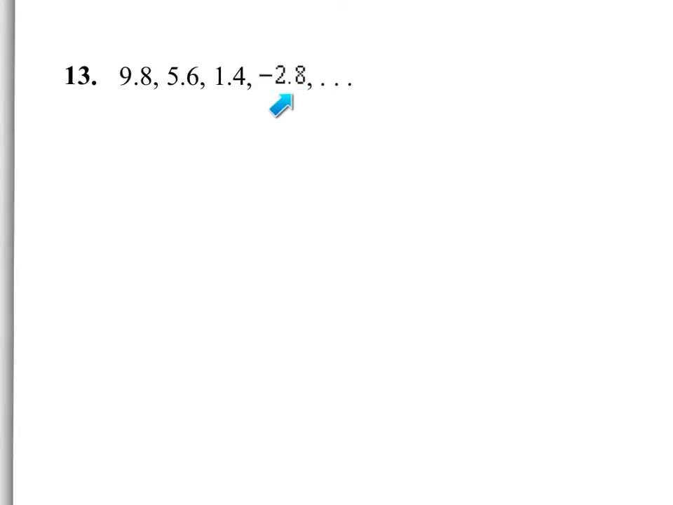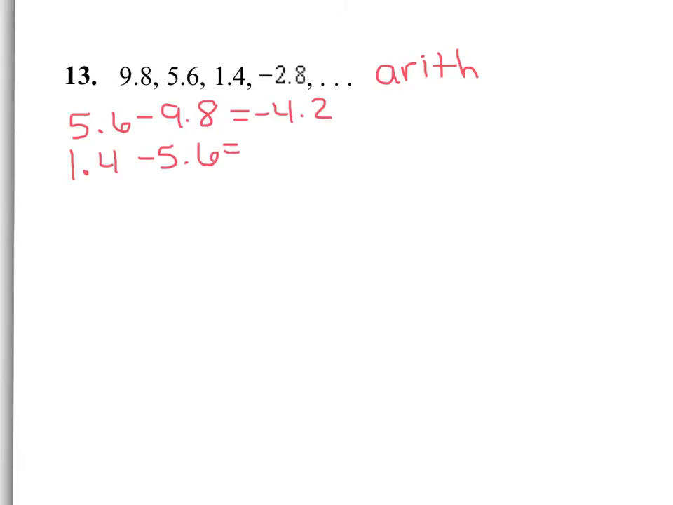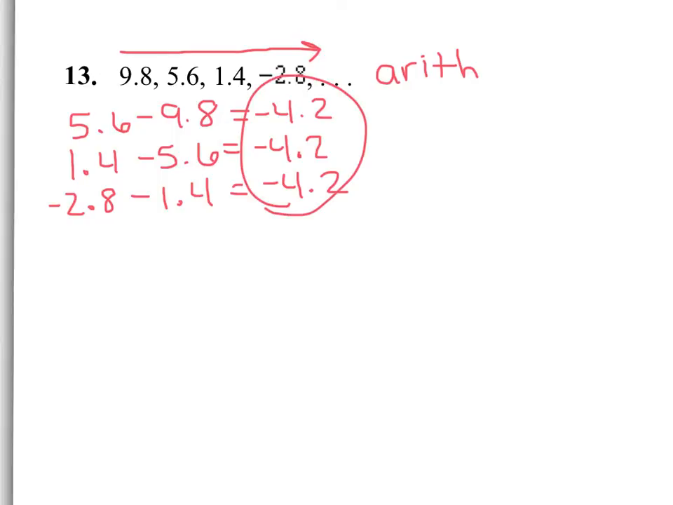So this definitely doesn't look geometric, so let's try arithmetic, and let's see how it goes with that. So we're going to do 5.6 minus 9.8, and that gives me negative 4.2. And then I'm going to do 1.4 minus 5.6, and that also gives me negative 4.2. And last but not least, let's check negative 2.8 minus 1.4, and that is also going to give me negative 4.2. See how my sequence is decreasing because my common difference is negative.